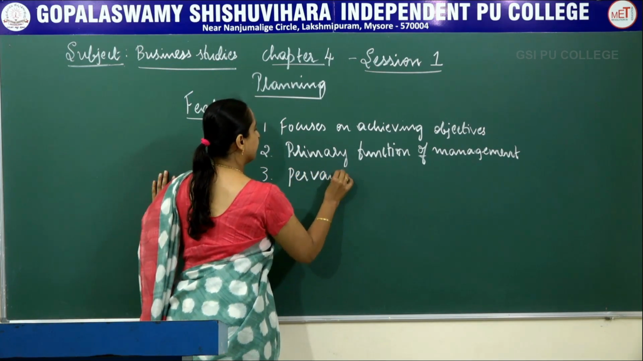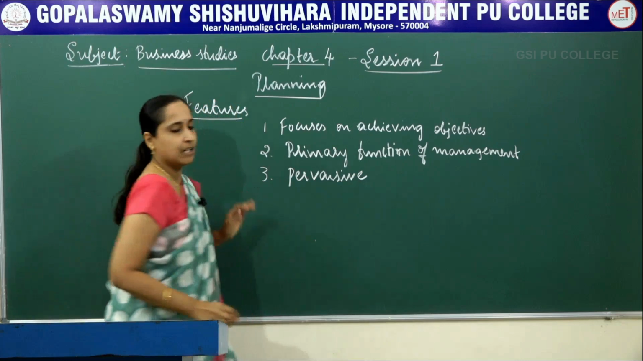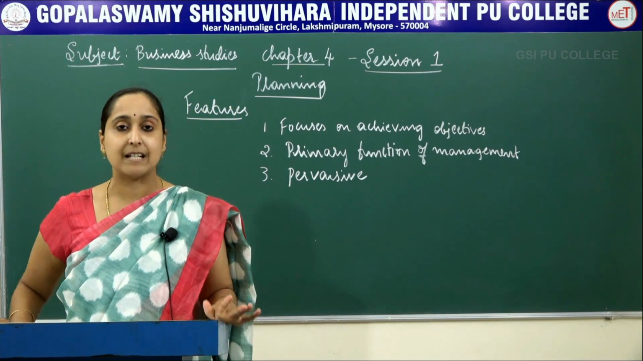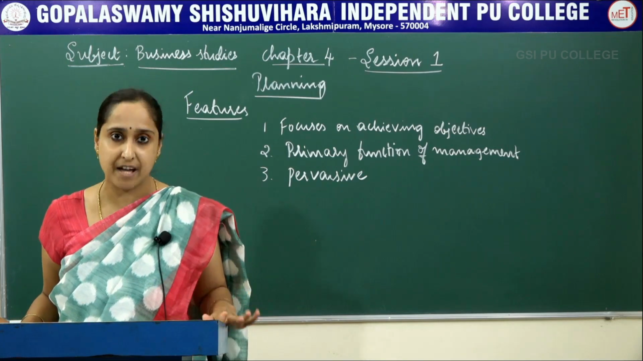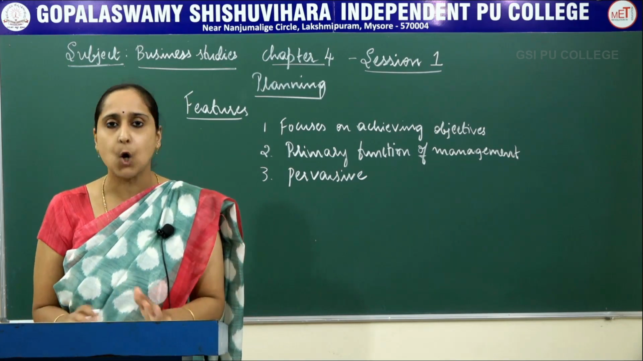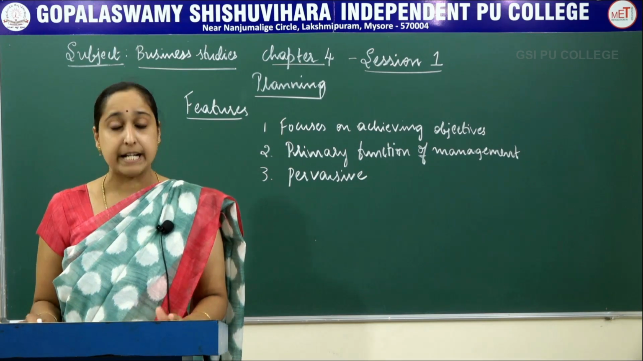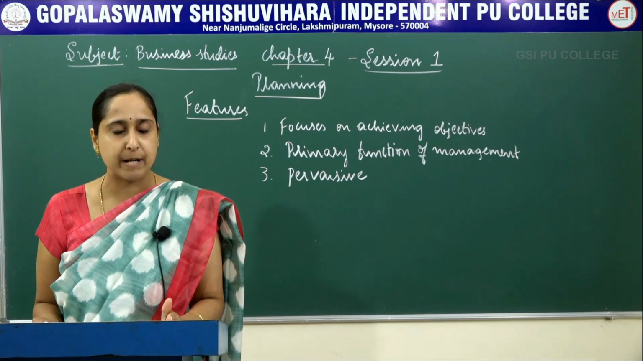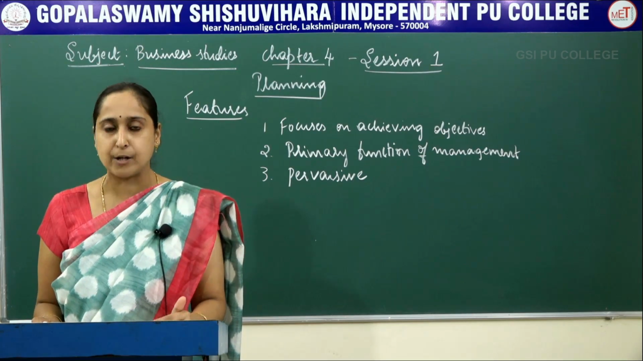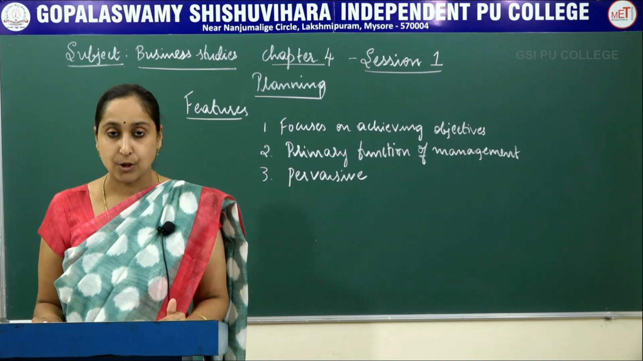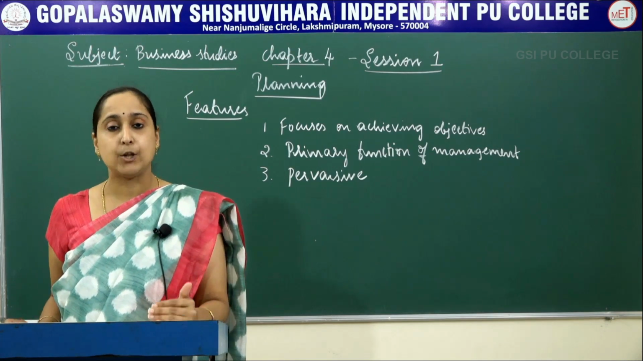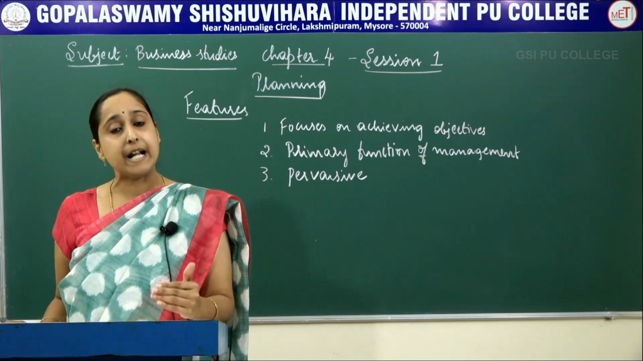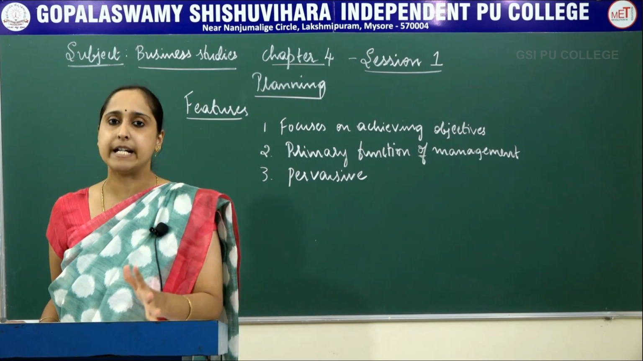pervasive. What is pervasive? Pervasive means something that is present everywhere. See, planning is present at all levels of management and it is performed by all managers. As you know, there are 3 levels of management: top level management, middle level management and lower level management. So planning is done by the top level management for the entire organization. And in middle level management, departmental planning is done.